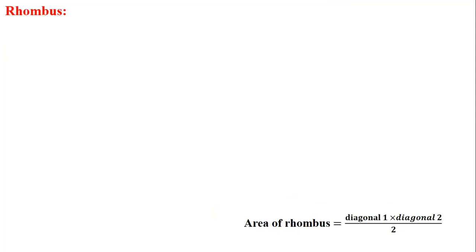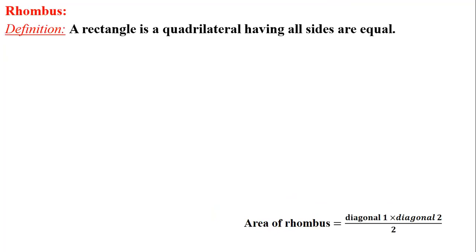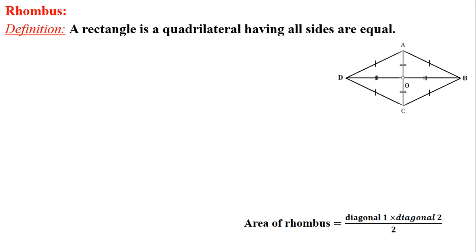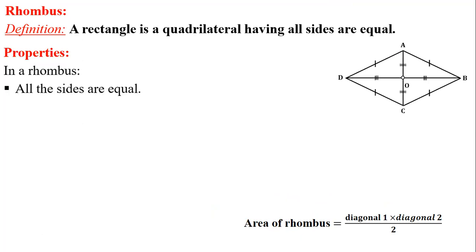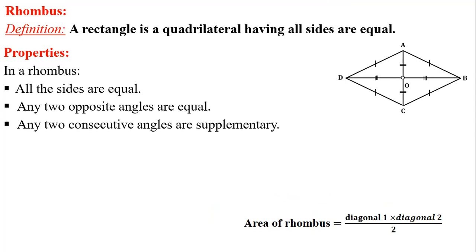Now we'll talk about the rhombus. The definition of the rhombus: it is like a rectangle, but it has equal sides. Same, but it doesn't have right angles. What are the properties of a rhombus? All the sides are equal. Any two opposite angles are equal. Any two consecutive angles are supplementary. Their sum is 180 degrees.